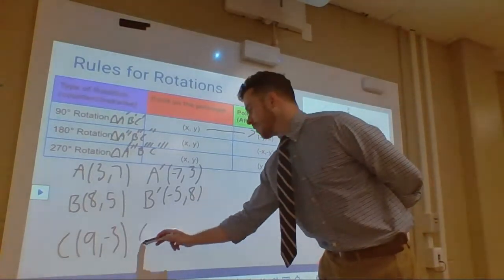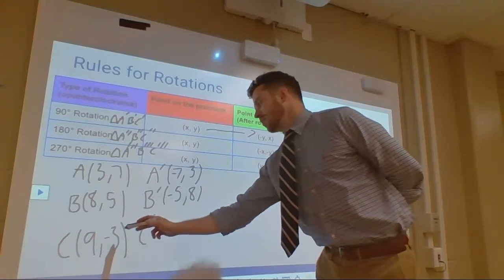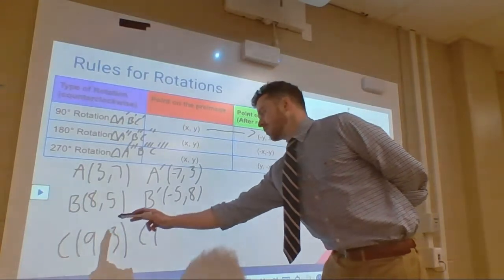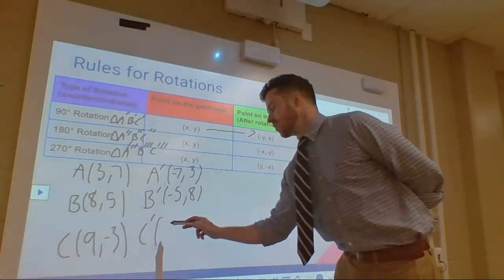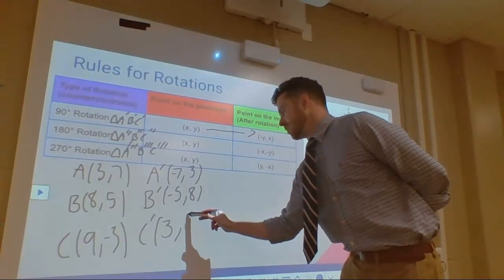C prime. The x is going to move into the y. And remember, the y value moves into the x and becomes opposite. So negative 3 is going to move into the x value and also become opposite. So it goes from negative to positive, becoming positive 3, 9.